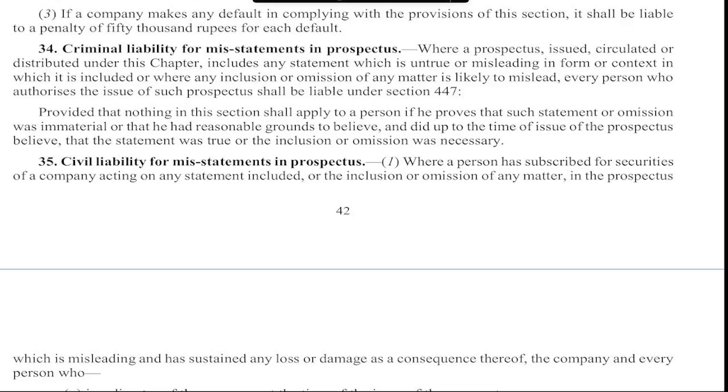If you can prove that, what you have to prove is that the statement or omission was immaterial, that the omission is not that great. Either you should prove that, or that he had a reasonable ground to believe that the statement made was true or the omission was necessary. That means you didn't know that this was relevant. If you can prove that in the court, protection may be available. Protection to whom?